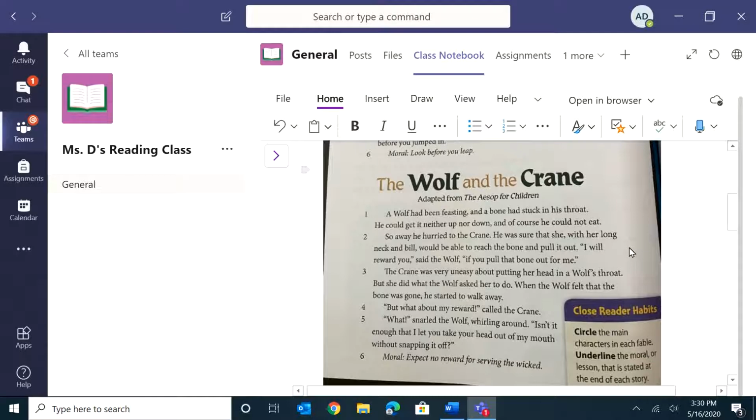"But what about my reward?" called the crane. "What?" snarled the wolf, whirling around. "Isn't it enough that I let you take your head out of my mouth without snapping it off?"